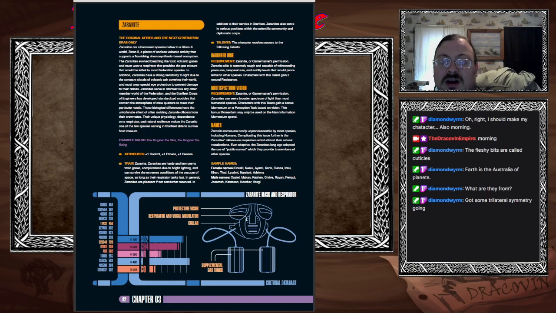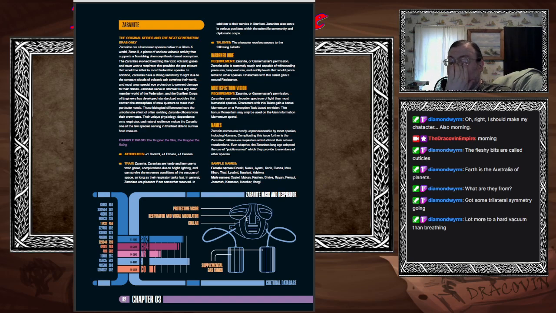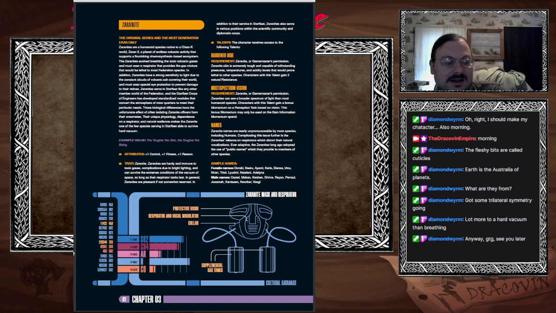So, your traits are hard and hide. Their skin is incredibly tough, capable of withstanding pressures, temperatures, and acidity levels that would prove lethal to other species. I guess that's where the hard and hide comes from. Their bodies are adapted to such extreme conditions. I would have to look up what a Class K planet would all have, but I know that's an extreme planet. Let me just look up the planet classes.